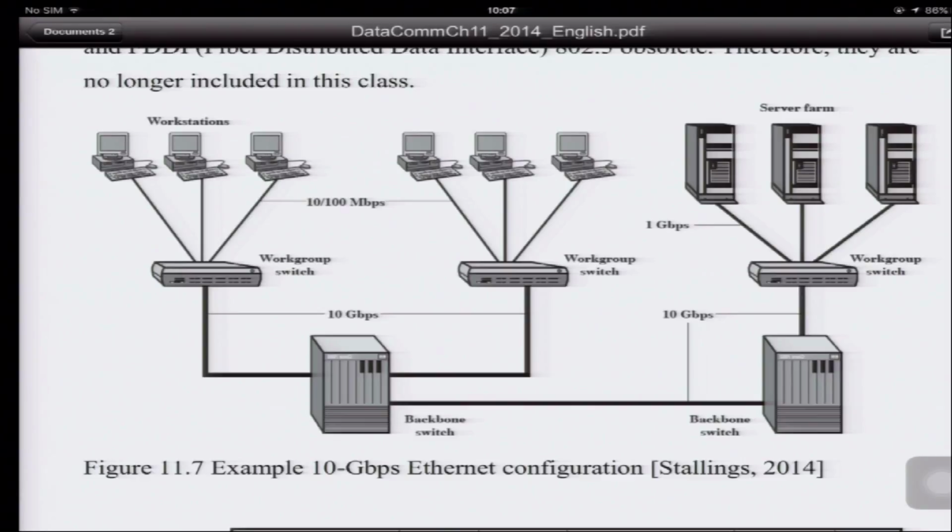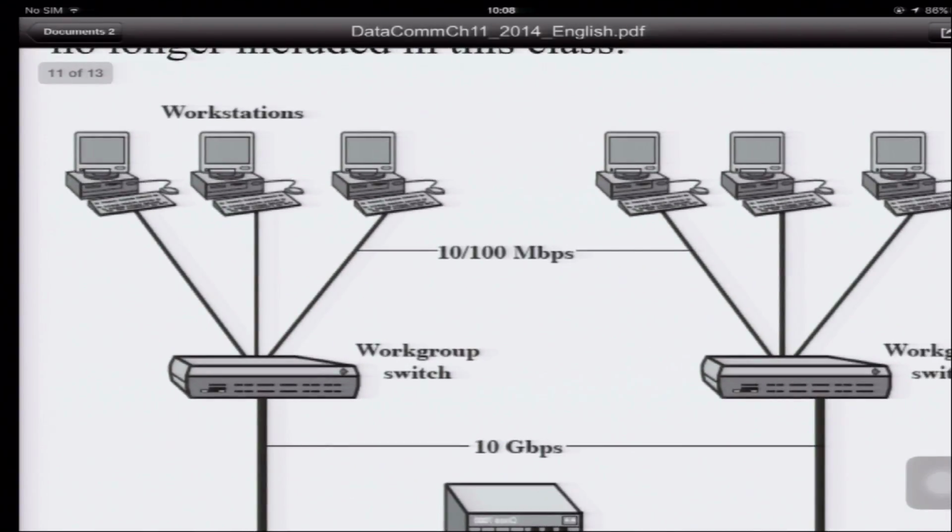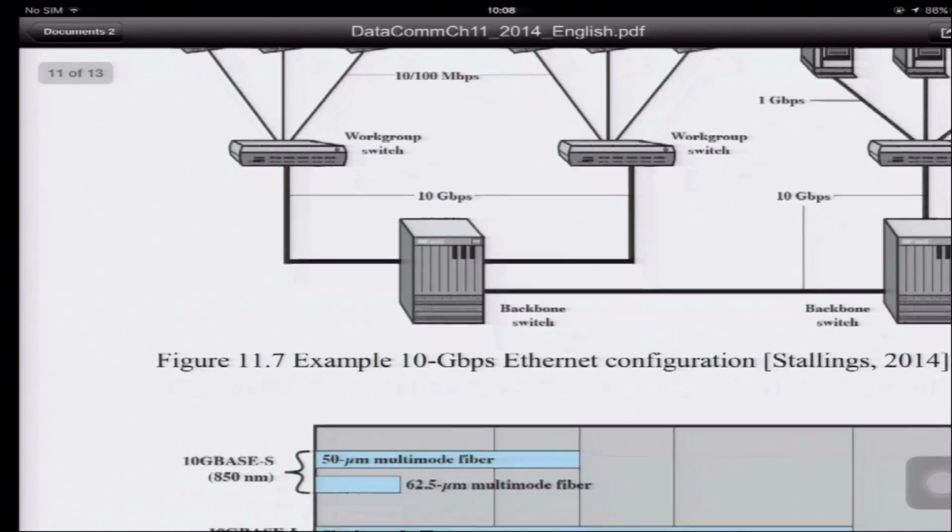This is an example of a 10 gigabit per sec Ethernet configuration. You have the backbone switch and then the workstations. At the backbone, you use 10 gigabit per sec, but for the users, you may allow only maybe 10 or 100 megabit per sec for each of them.